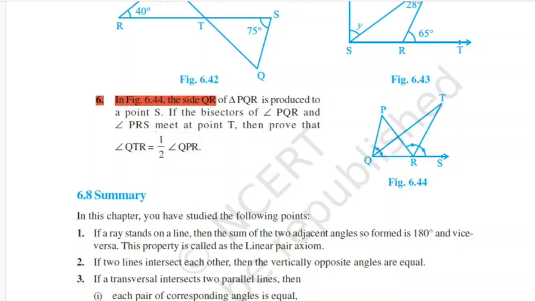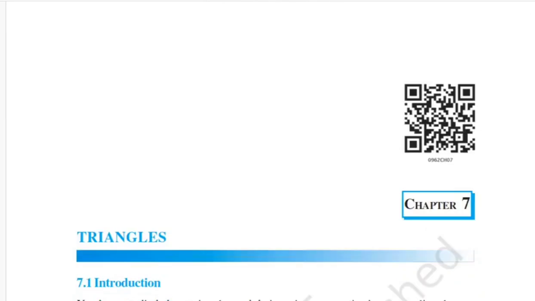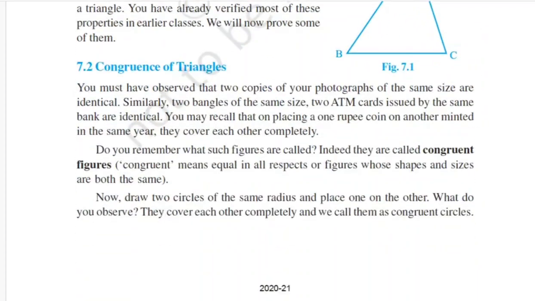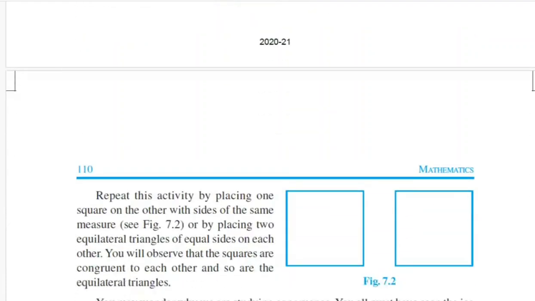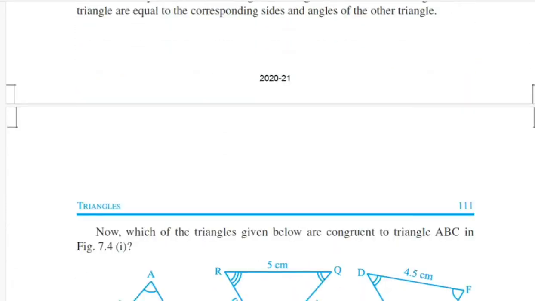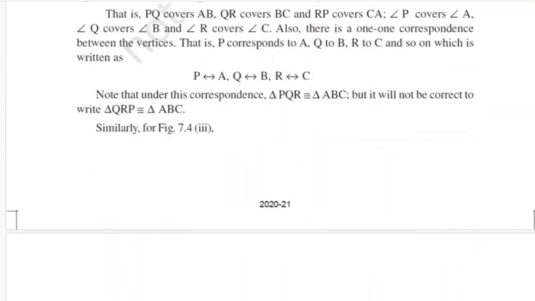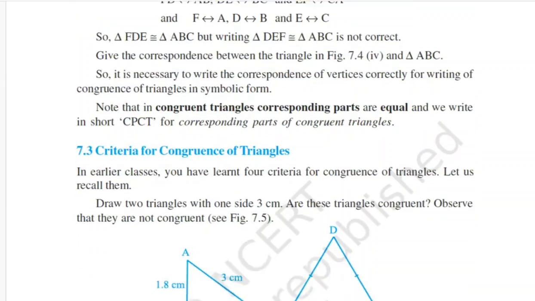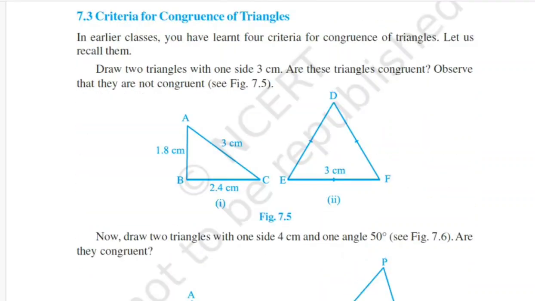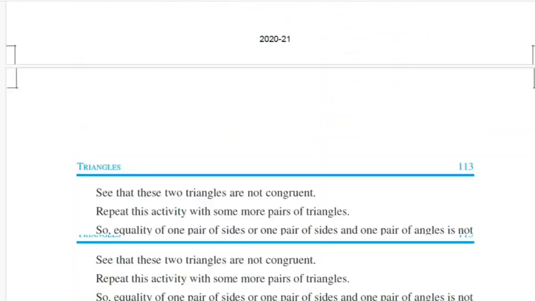Okay, next let's move to chapter 7. Chapter 7 is triangles. In this chapter also you need to understand the concept of congruent figures. It is very important. There are some criteria for congruence of a triangle. Remember that criteria, these are very important.